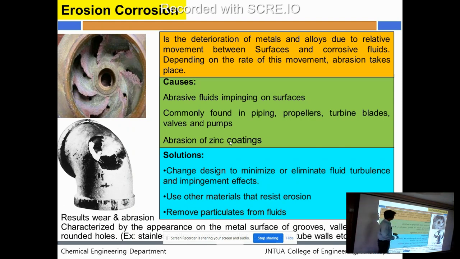The best examples, you look at here. I give examples: piping, propellers, turbine blades. In mechanical operations, you have seen the turbine blades, agitators. So why will agitators easily get corroded? Because they get more velocities, more relative movements between the surface and the fluid. It tries to erode the surfaces.